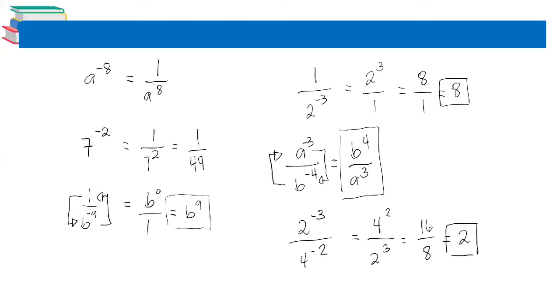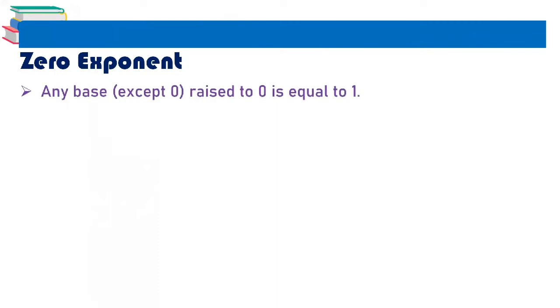Now, we have learned about the negative integral exponent and how to simplify our answer if we have been given a negative integral exponent. Now, let's proceed with our zero exponent. Paano naman natin malalaman or how are we going to solve if we have the zero exponent? So, it says here that any base except 0 raised to 0 is equal to 1. Okay? So, let's understand this first.